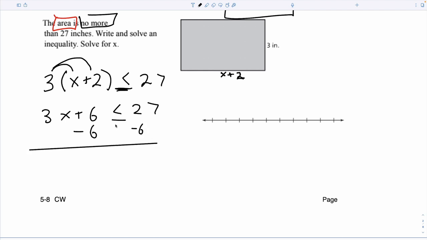The hardest part of these problems is setting them up correctly. From here, we should feel fairly comfortable. Mason, what's my last step? Cool. What's my answer, Sierra?